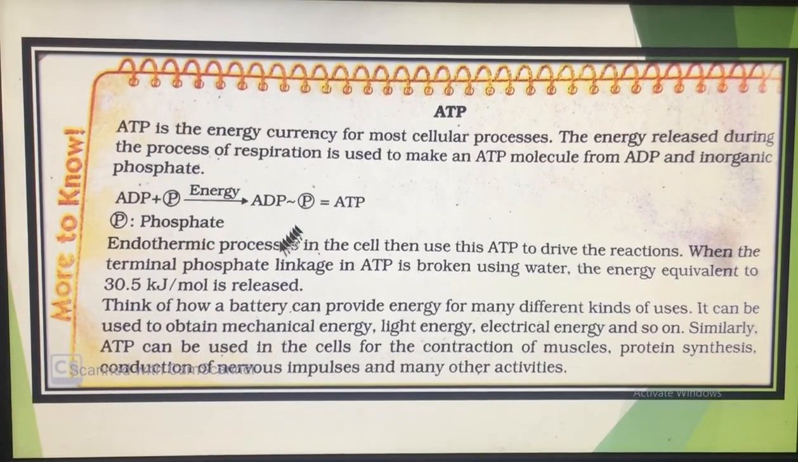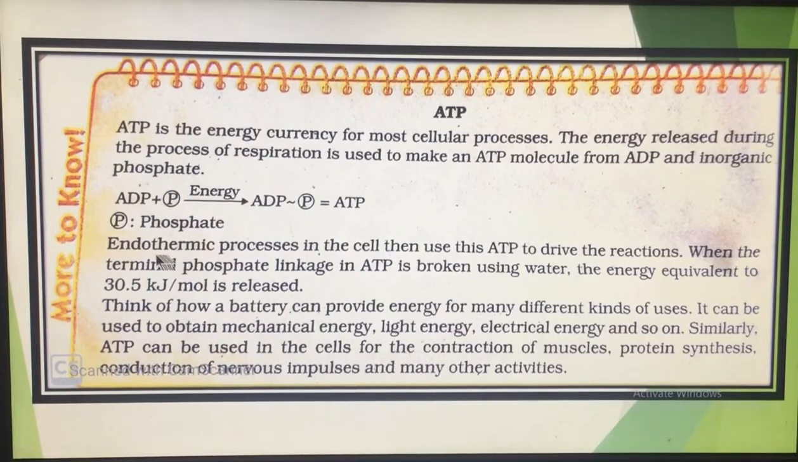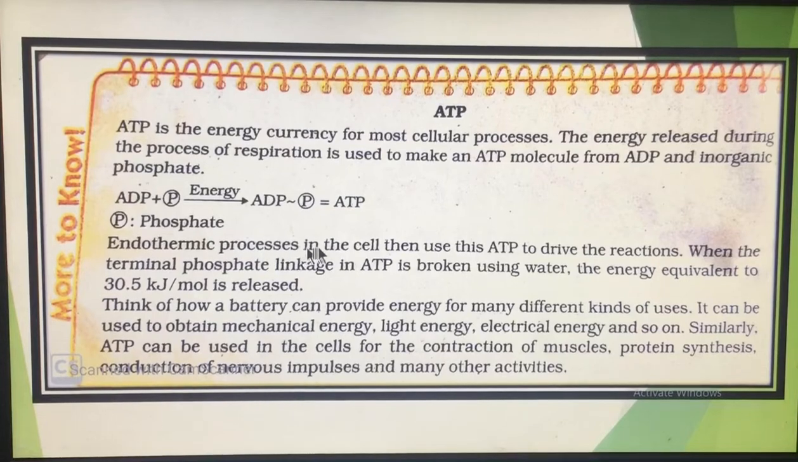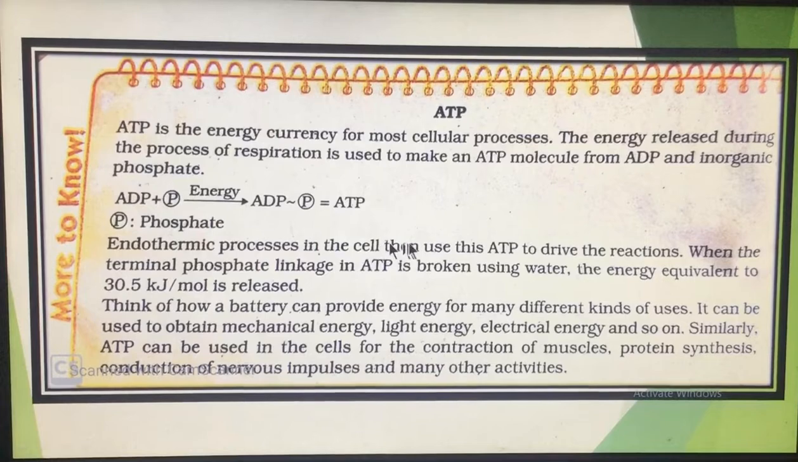Now in our body two types of chemical reactions take place. One is known as endothermic reaction. Endothermic reactions means the type of chemical reaction which requires energy. So those endothermic processes which take place in the cell, from where do they get the energy? They use the energy from the ATP. As a result, the ATP gets converted into ADP.